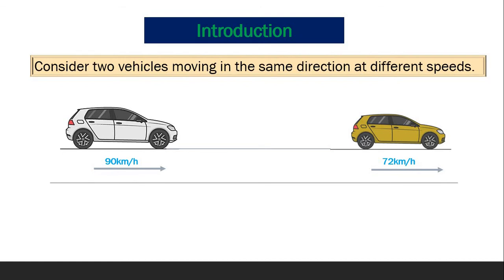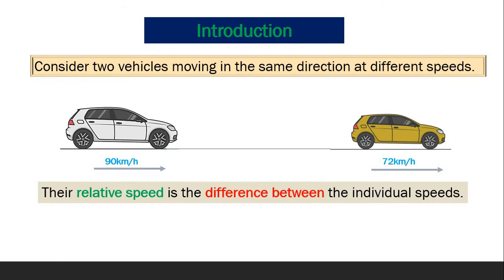Now, I want us to consider two vehicles moving in the same direction at different speeds. The first vehicle on the left is moving at 90 kilometers per hour, and is behind the other vehicle, which is moving at 72 kilometers per hour. Now, these vehicles are moving in the same direction, so the relative speed is the difference between the individual speeds. That gives us 90 kilometers per hour minus 72 kilometers per hour, which is 18 kilometers per hour.